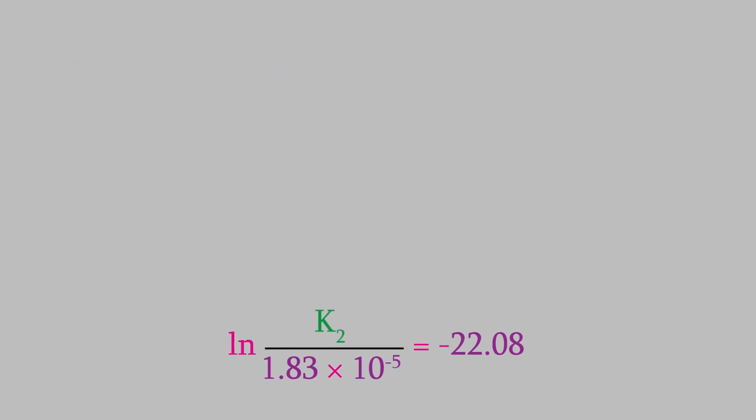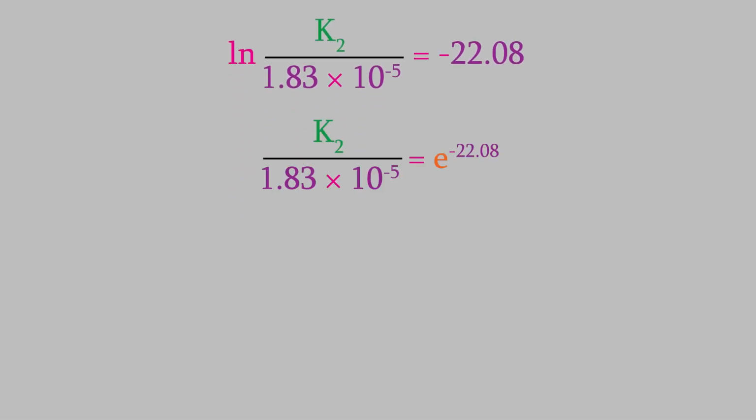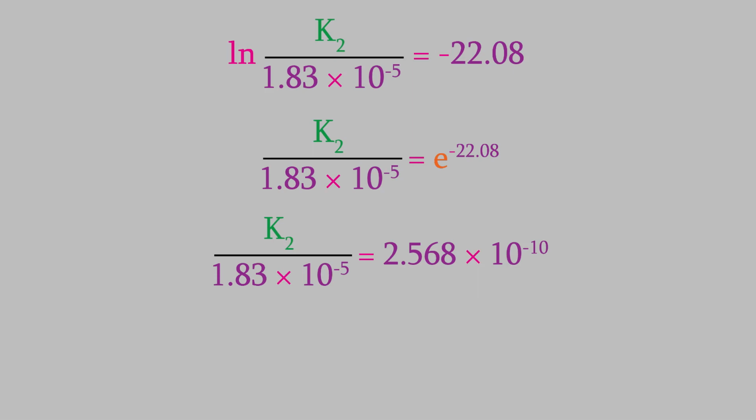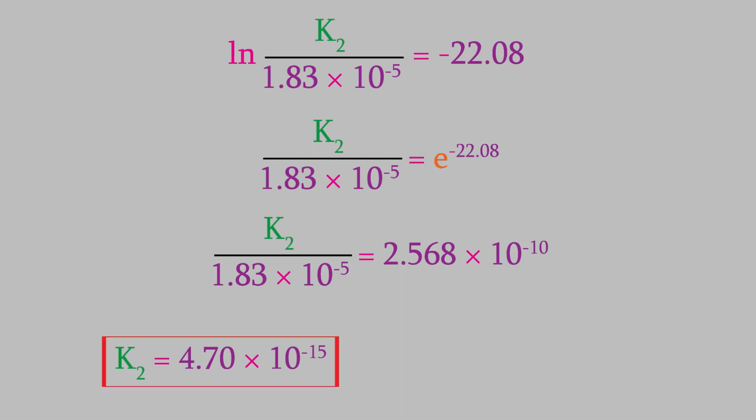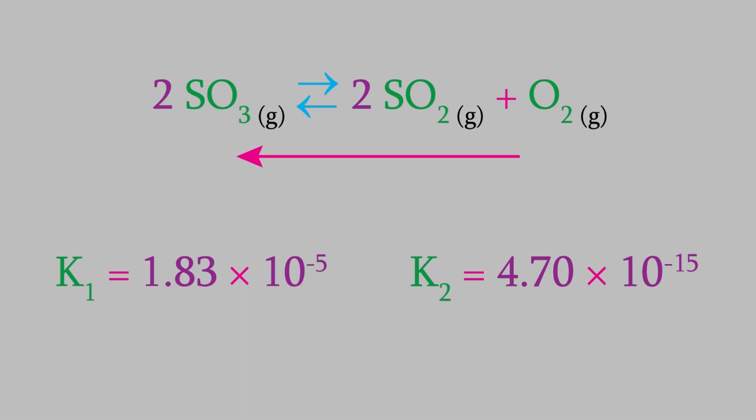Next, we eliminate the logarithm by raising e to the right side of the equation, which gives us 2.568 times 10 to the negative 10. That finally gives us a value of 4.70 times 10 to the negative 15 for the equilibrium constant at 139 degrees C. Notice that this is much lower than the equilibrium constant at 25 C, which means that at the higher temperature, the reaction is shifted to the left. It turns out this is exactly what we'd expect for an exothermic reaction like this one.